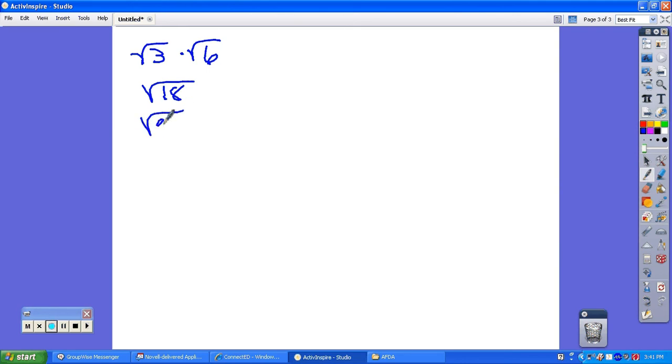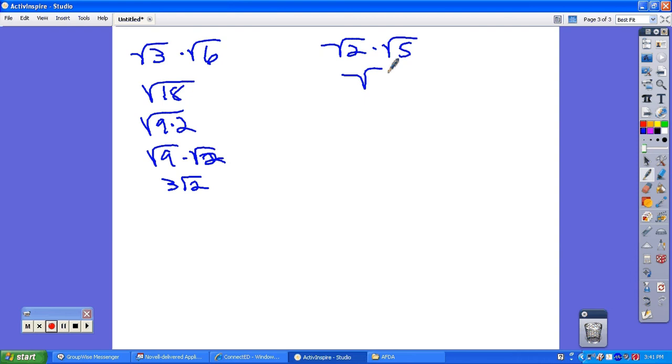Well, what I see is I see a 9 and a 2. So square root of 9, square root of 2. So that's going to be 3 square root of 2. And it's done. This one I like just because it kind of keeps you on your toes. I have the square root of 2 times the square root of 5. So that's going to be the square root of 2 times the square root of 5, so that's the square root of 10. Well, they're both prime. Neither one of them are going to break down. They're not perfect squares. This one's actually done, so that was kind of a little tricky.